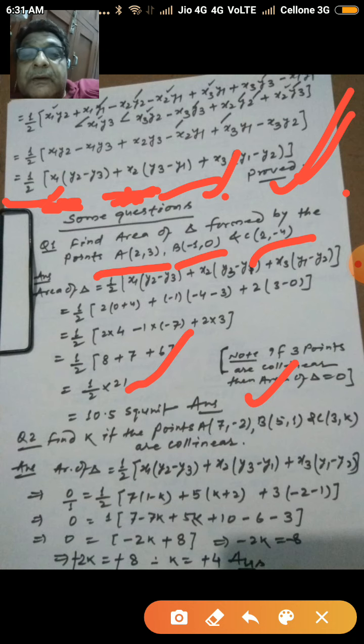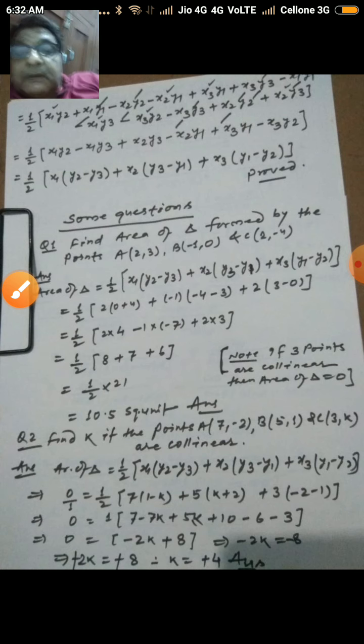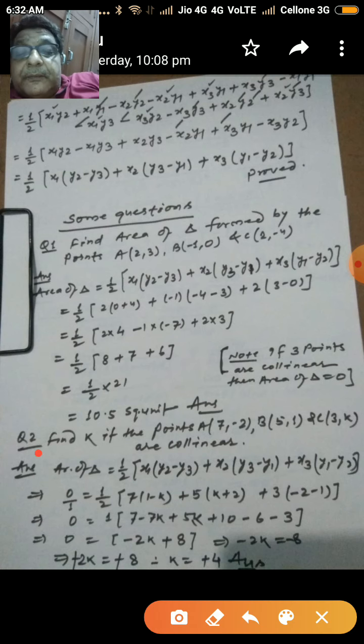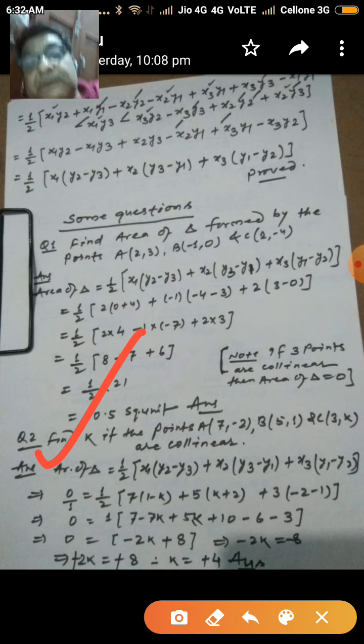Okay, now one thing to note here: if the 3 points given are collinear, then no triangle will form, because collinear means they are falling on the same straight line. So in that situation, since a triangle is not formed, the area of triangle will definitely be 0. So here is one question related to that: find the value of k if the 3 points A (7, -2), B (5, 1) and C (3, k) are collinear.